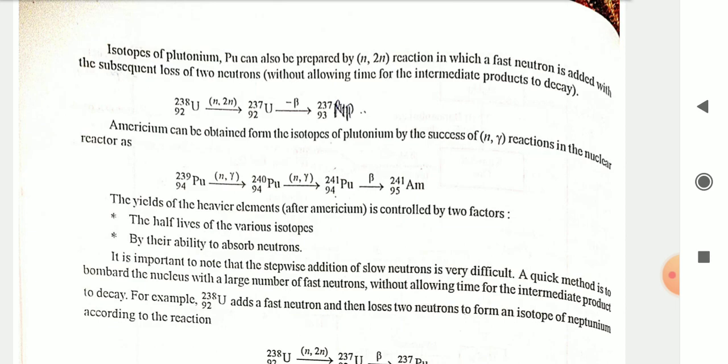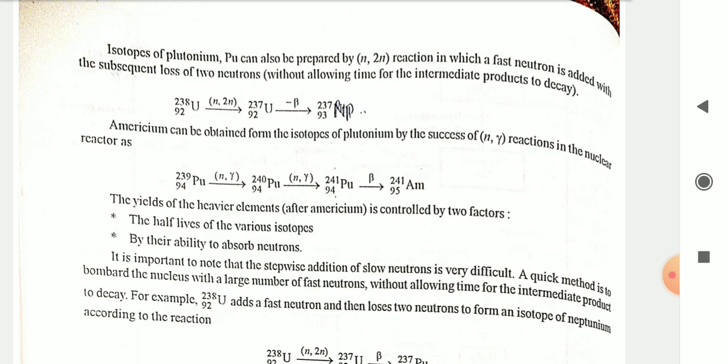U-238 (n,2n) gives U-237, which by beta-minus decay gives Np-237. Americium can be obtained from the isotopes of plutonium by successive (n,gamma) reactions in the nuclear reactor.